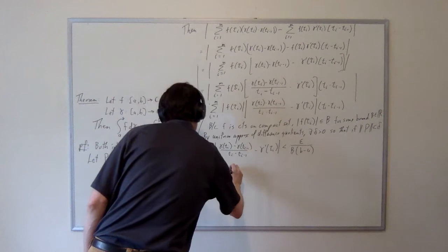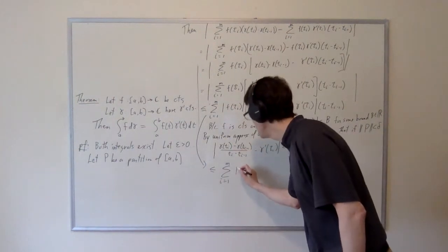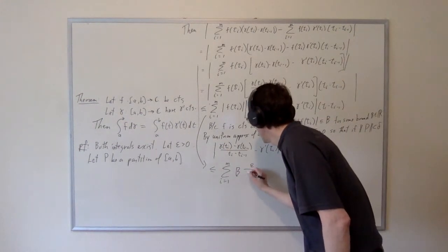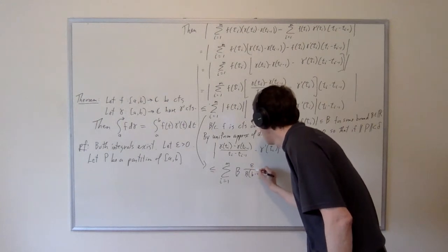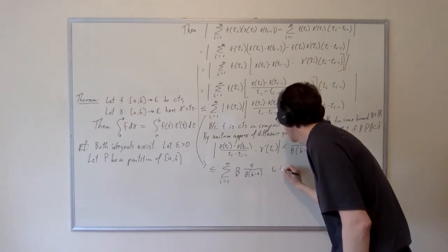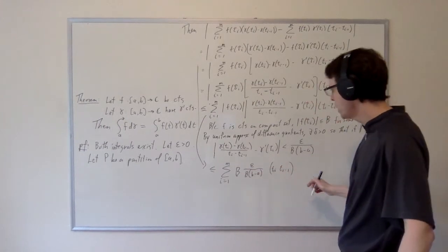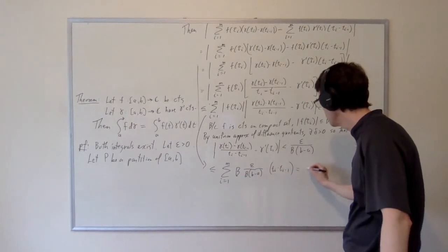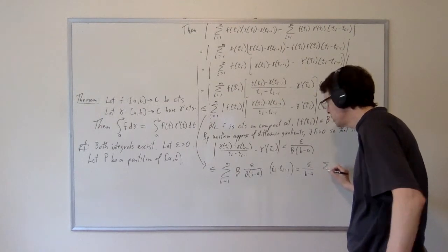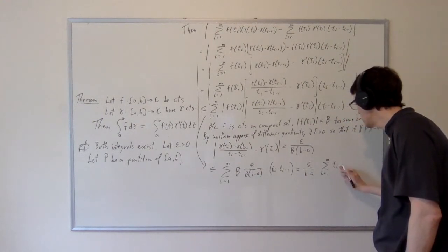So then this is less than or equal to the summation, i equals 1 to m, of this thing, which is bounded by B, and this thing is bounded by epsilon over B minus A, and then here we get t_i minus t_{i-1}. The B's cancel and we end up with an epsilon over B minus A out front. So that's epsilon over B minus A times, now what is this? We get a summation, i equals 1 to m, of t_i minus t_{i-1}.